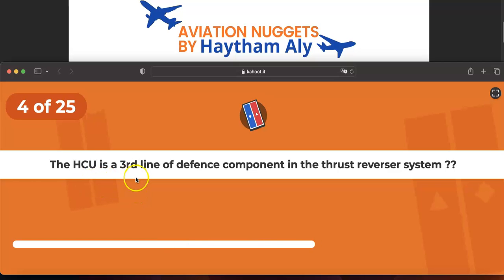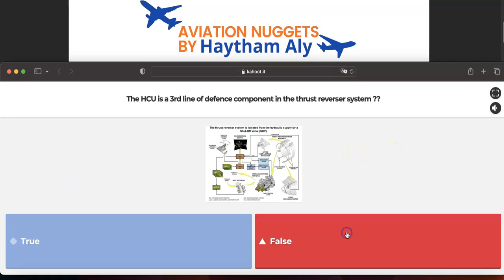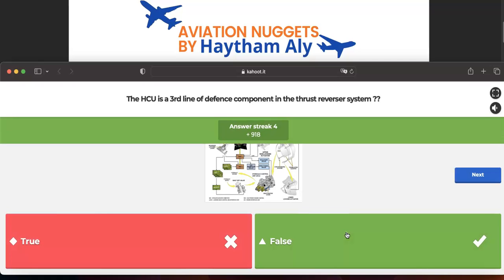The hydraulic control unit is a third line of defense component in the thrust reverser system. This statement is false. Again, the hydraulic control unit is a third line of defense component in the thrust reverser system operation. No, the hydraulic control unit is a main component and not a third line of defense component. They are the first and the second line of defense.